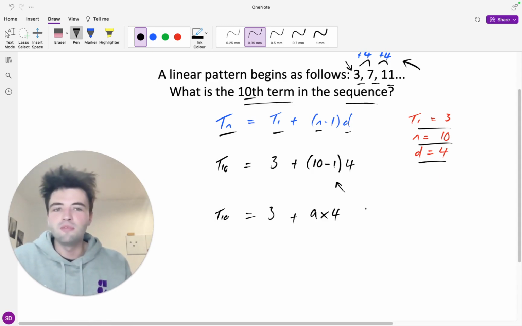So we're just going to simplify this now into a number. We're going to find that the value of our 10th term is going to be 39. So that's going to be it for this question.